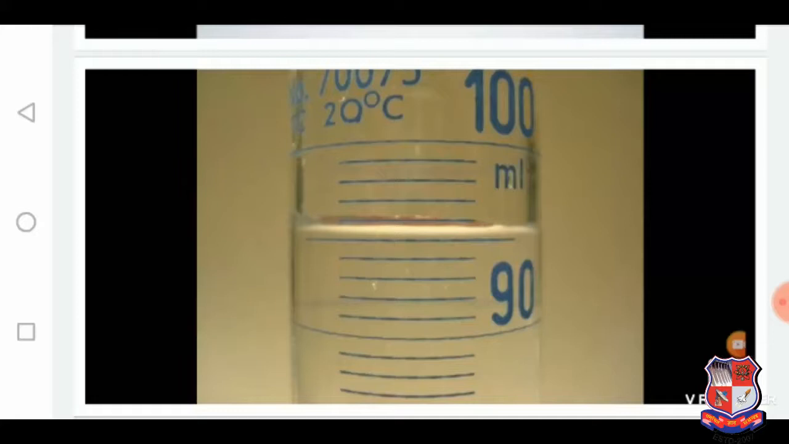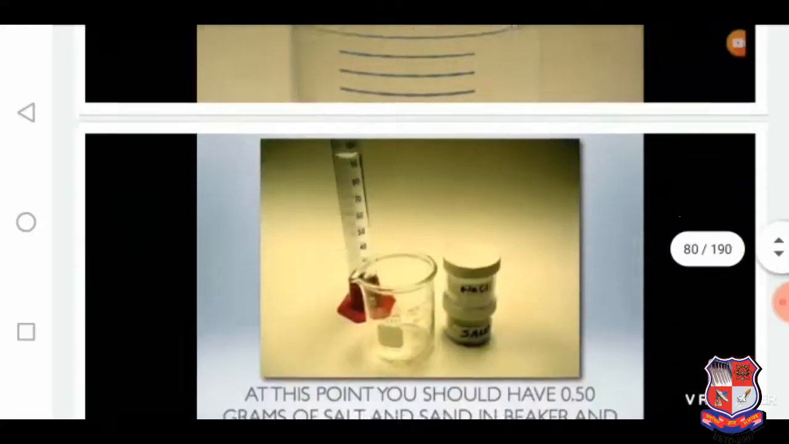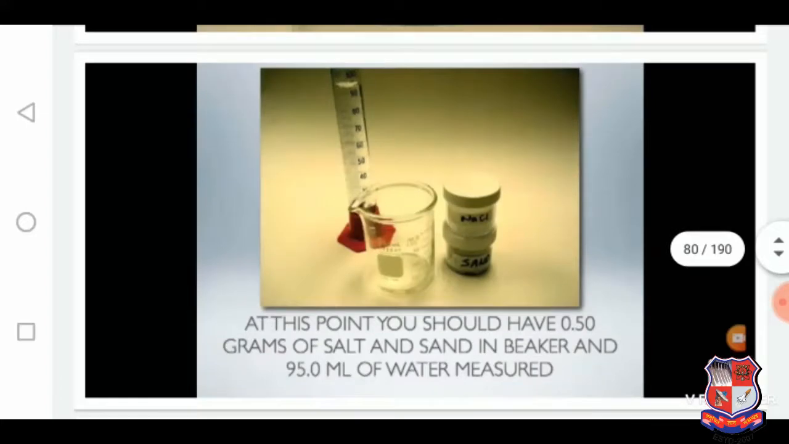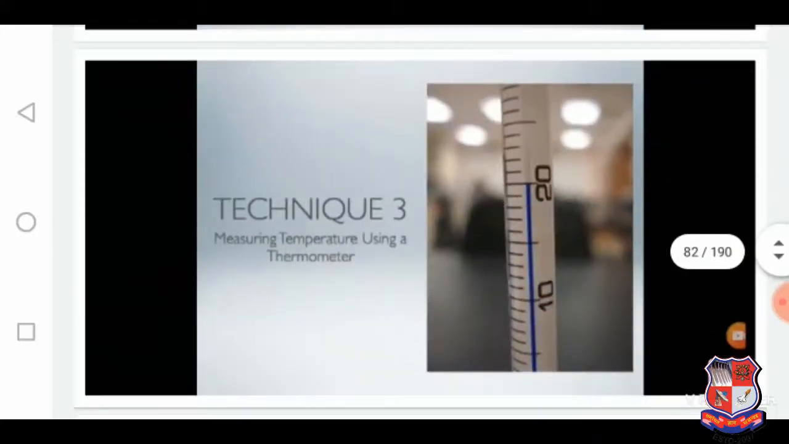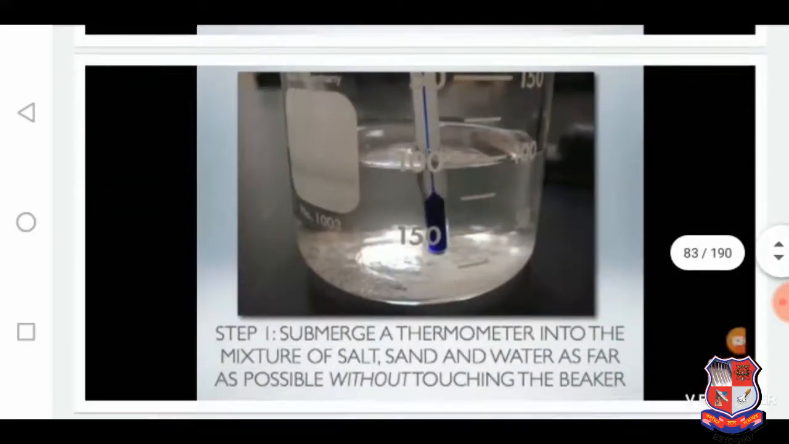the lower surface of that liquid, so that we can effectively measure the volume. At this point you should have 0.50 grams of salt and sand in a beaker and 95 ml of water measured. So we have to combine the water with the salt and sand, swirl until the salt dissolves. Now technique number 3, that is measuring temperature using a thermometer.